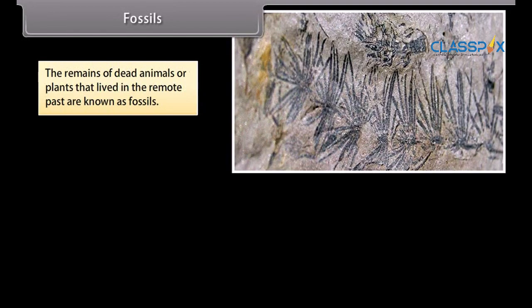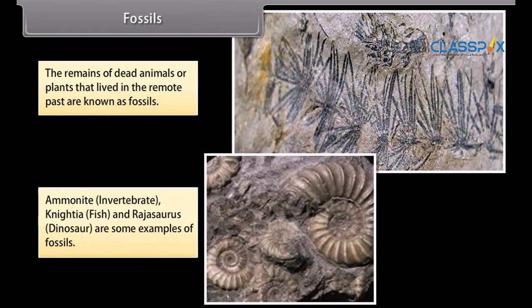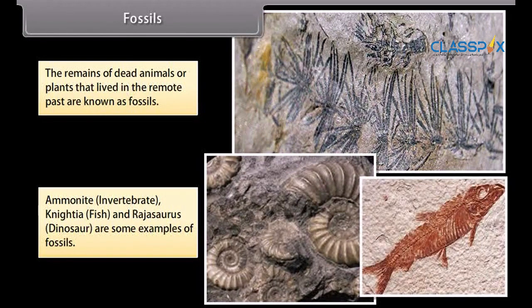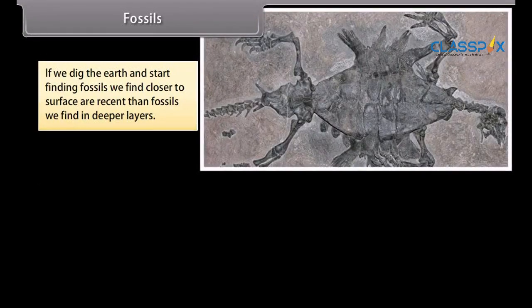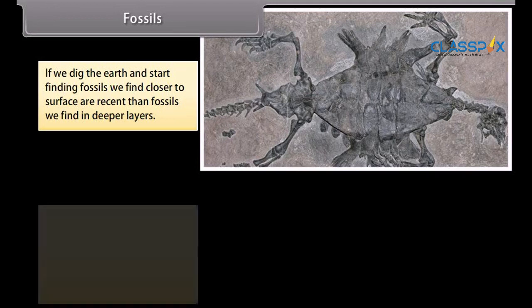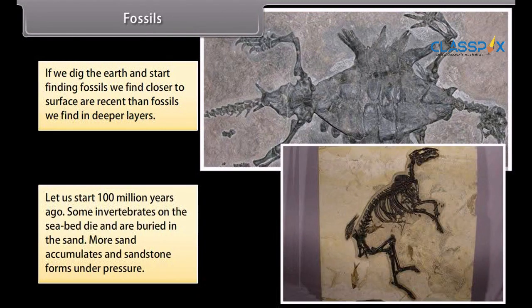Fossils. The remains of dead animals or plants that lived in the remote past are known as fossils. Ammonite, an invertebrate, Nicaea, a fish, and Rajasaurus, a dinosaur, are some examples of fossils. If we dig the earth and start finding fossils, we find that those closer to the surface are more recent than fossils we find in deeper layers.